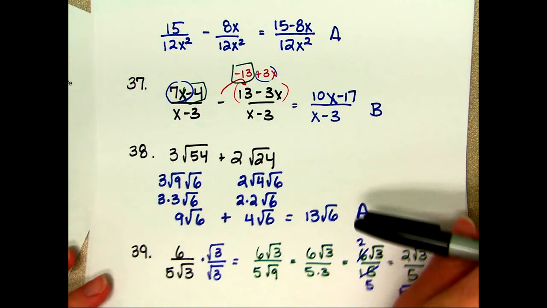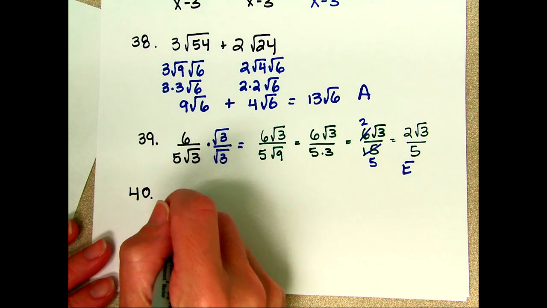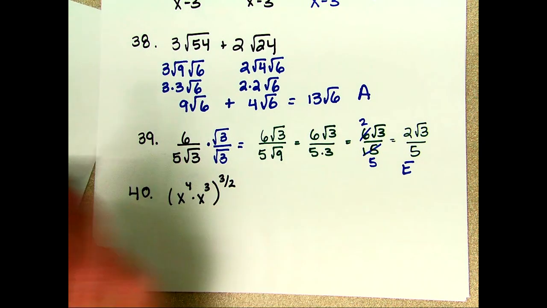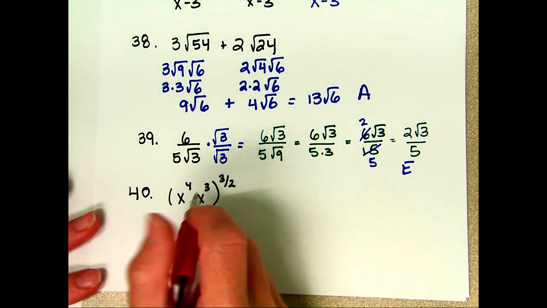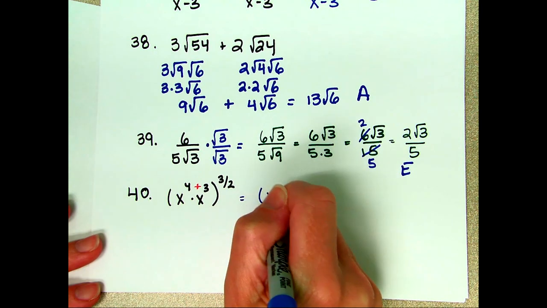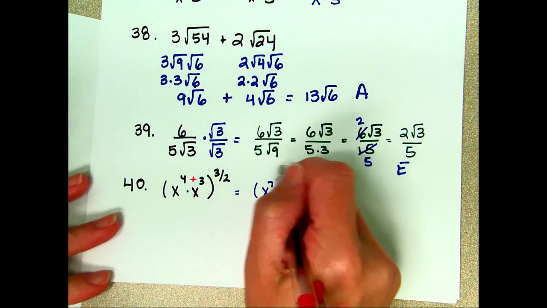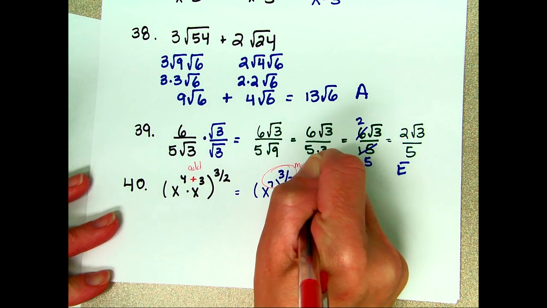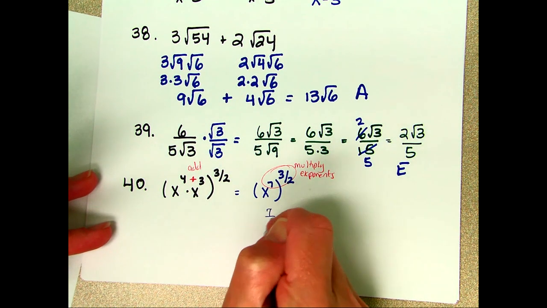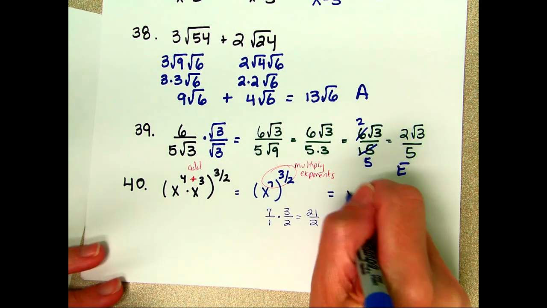X to the 4th times x cubed all to the 3/2 power. Again, when we multiply, as long as the base is the same, we add the exponents. So this becomes x to the 7th to the 3/2 power. When we raise a power to a power, we multiply the exponents. So we have 7 over 1 times 3 over 2, which is 21 over 2. The answer for 40 is x to the 21 over 2 power. The answer for number 40 is A.